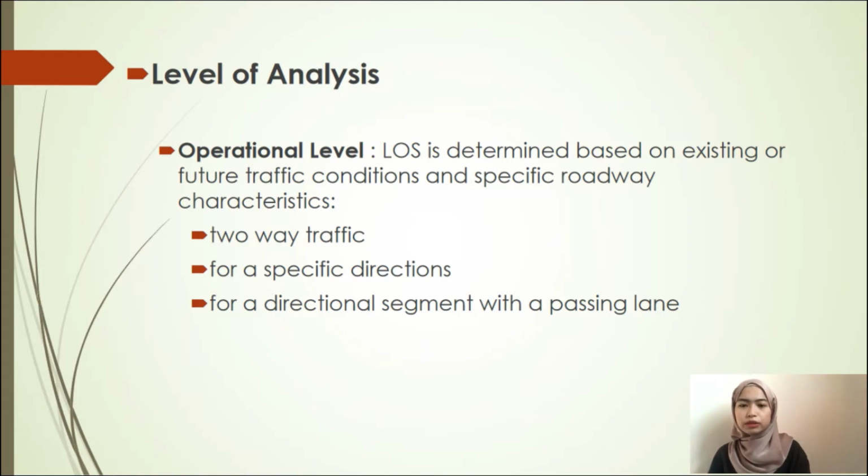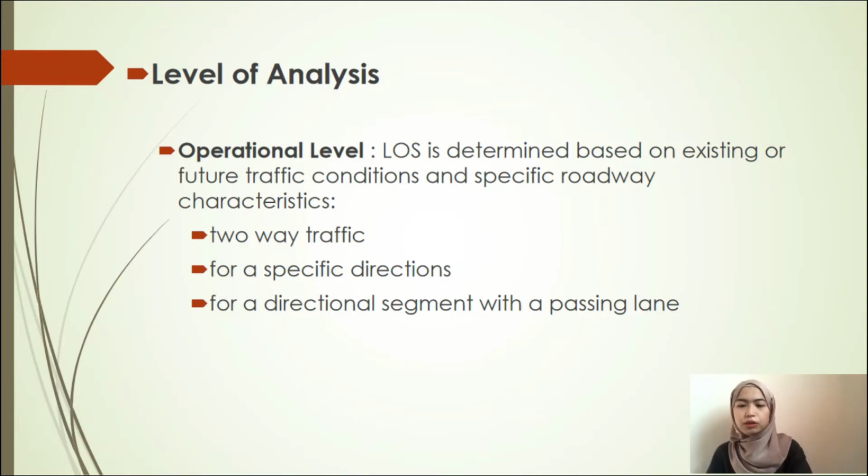At the operational level, level of service is determined based on existing or future traffic conditions and specific roadway characteristics, such as two-way traffic or a specific direction for a directional segment with a passing lane. The Highway Capacity Manual (HCM) procedure is designed to analyze two-lane highway segments. If the terrain is mountainous or if the segment length to be analyzed is greater than 0.6 miles and the grade is at least 3%, two-lane highways are analyzed as specific upgrades or downgrades.